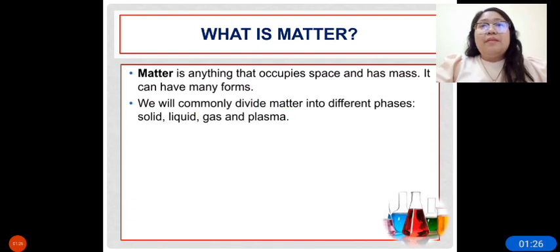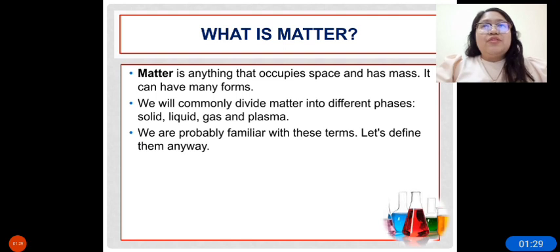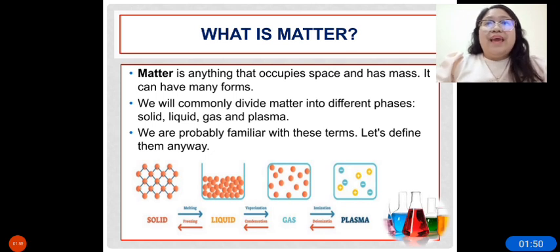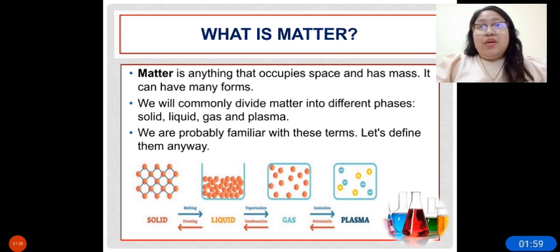So, what is matter? Matter is essentially everything that we can touch, see, smell, taste, and experience. It's what makes up the world around us. So, in scientific terms, we can say that matter is anything that occupies space and has mass. It can exist in many forms, and we can commonly divide it into different phases, such as solid, liquid, gas, and plasma. So we're probably familiar with these terms, but let us describe and define them anyway.